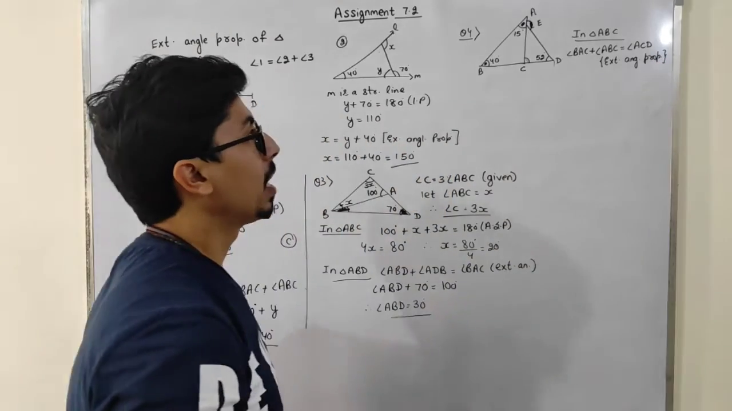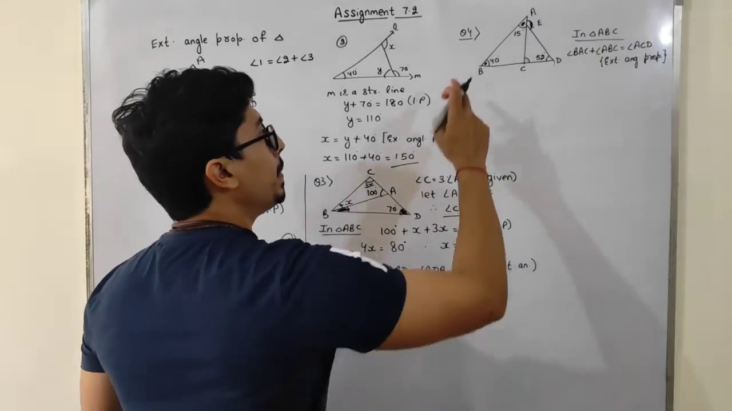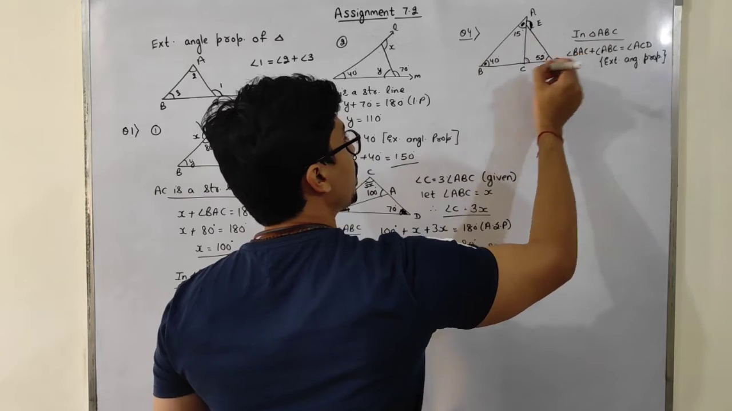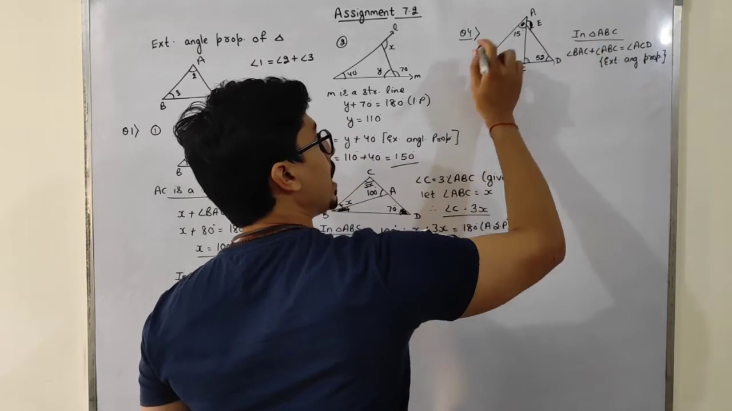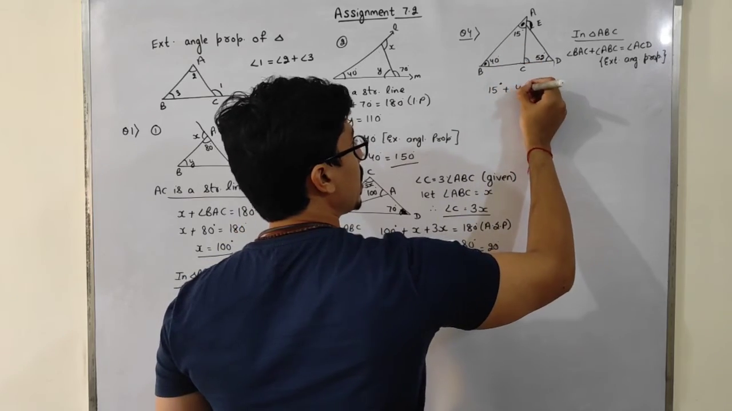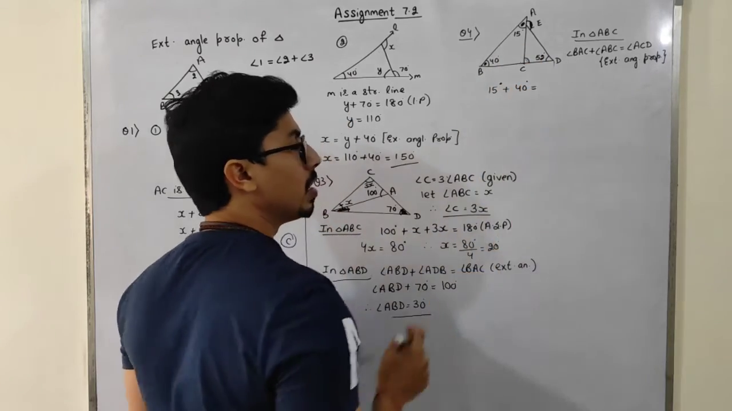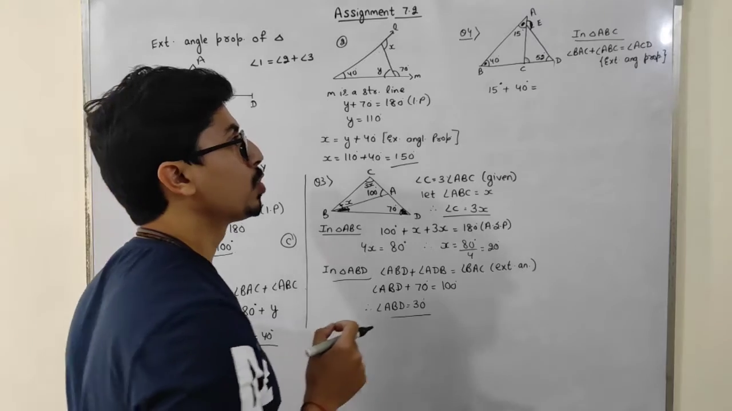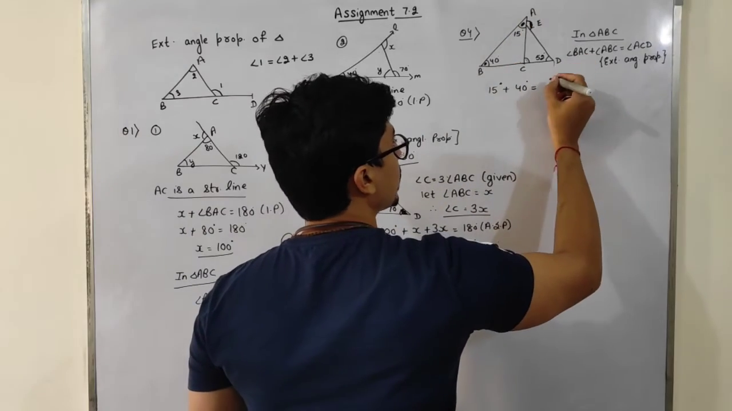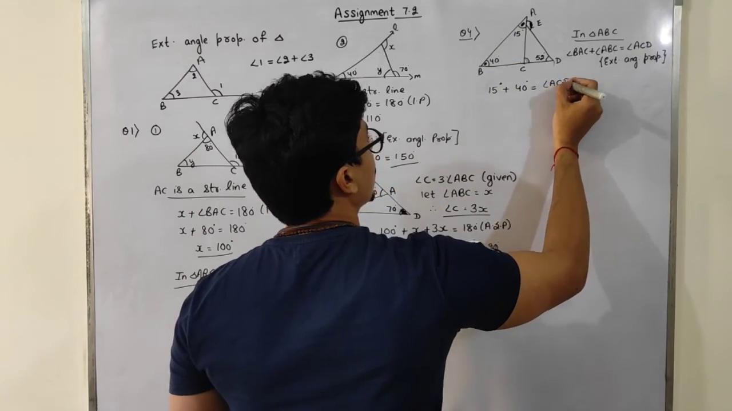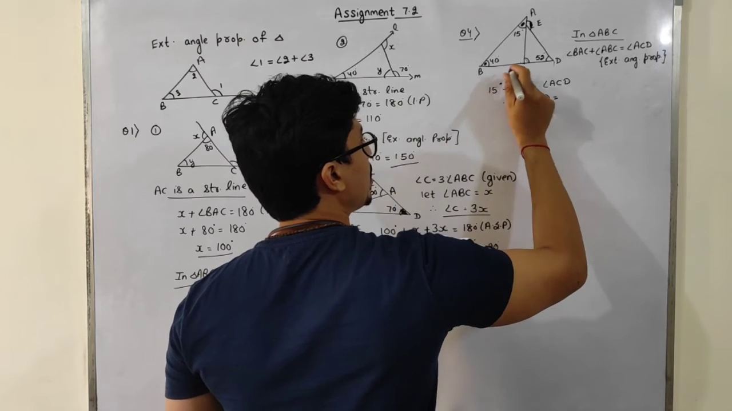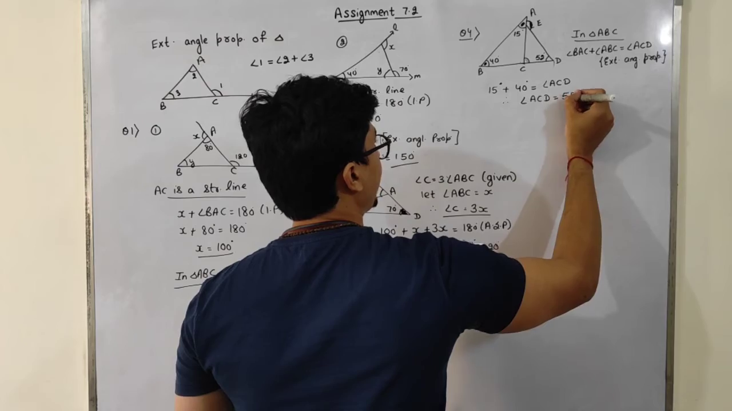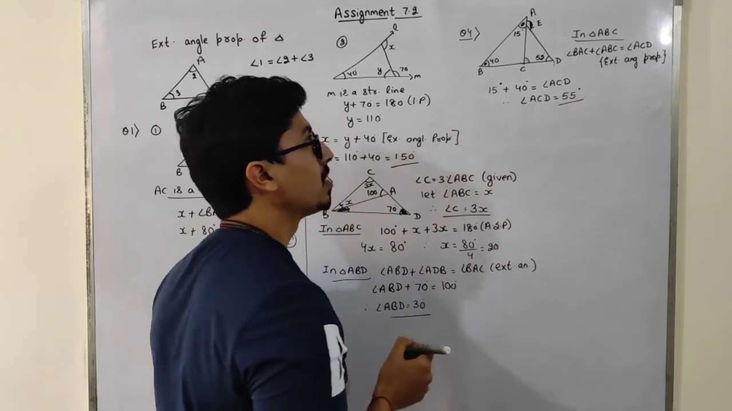Okay, so angle BAC is 15 degree plus angle ABC, this means 40 degree. The sum of these angles is equal to angle ACD. Therefore, angle ACD is equal to the sum of these two, which means 55 degree. And this is my required answer.